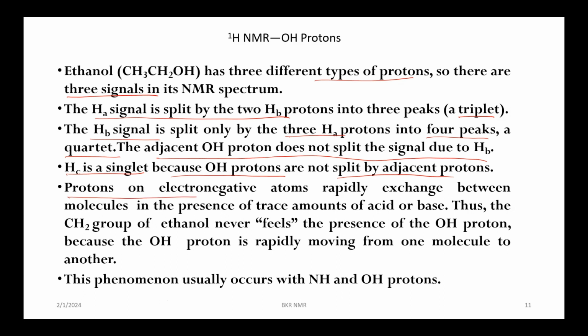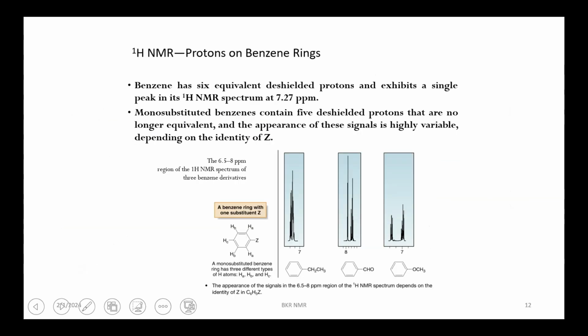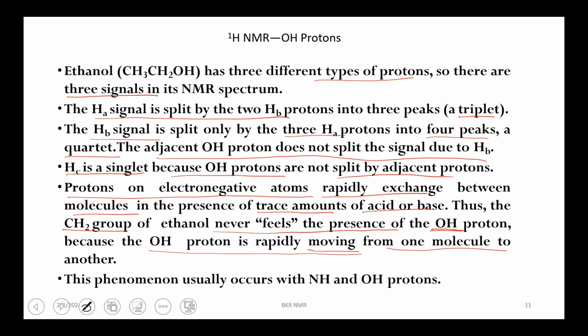The protons on electronegative atoms, that is OH, NH and carboxylic acid OH, are rapidly exchanging between the molecules in the presence of trace amounts of acid or base. Thus, the CH2 group never feels the presence of the OH proton, because the OH proton is rapidly moving from one molecule to another. This phenomenon usually occurs in NH, OH and carboxylic acids. Generally, this gives rise to a broadening of the peak. So if you have a broader peak, you can be sure that you have exchangeable hydrogens.